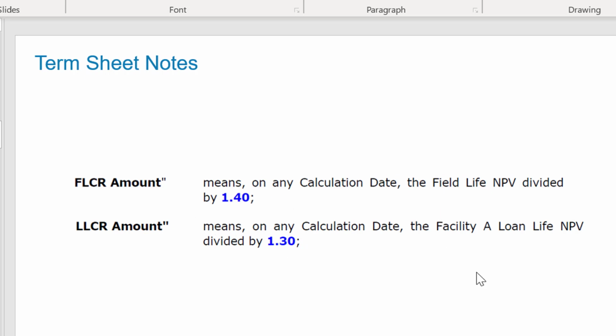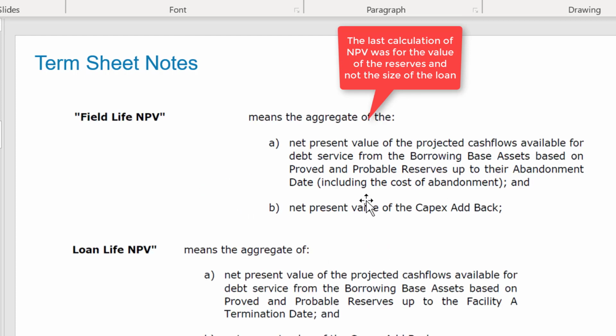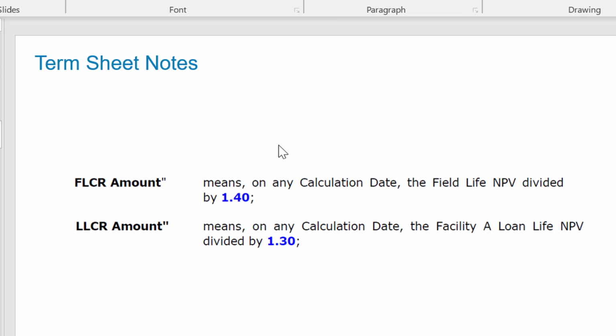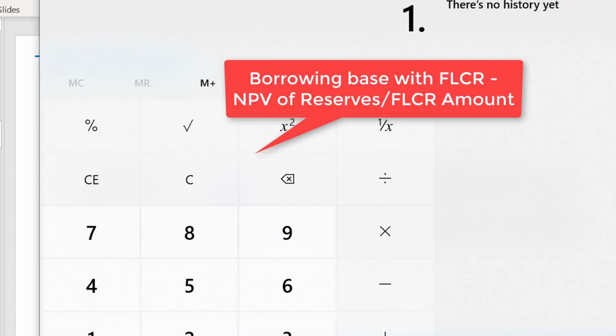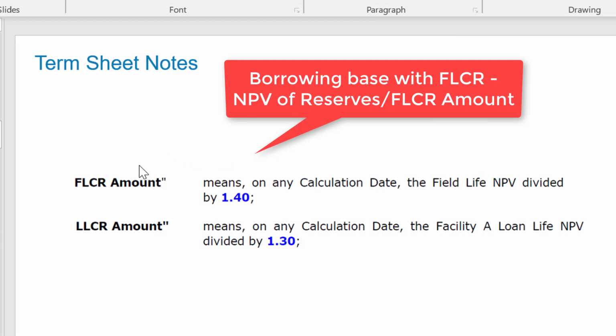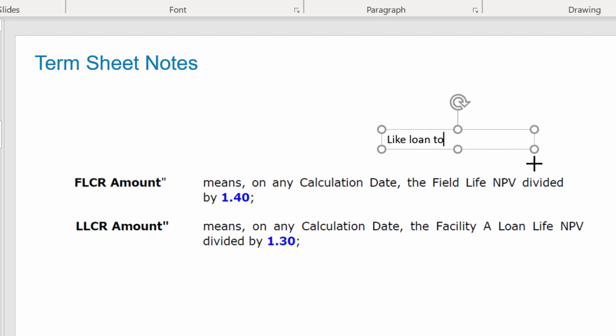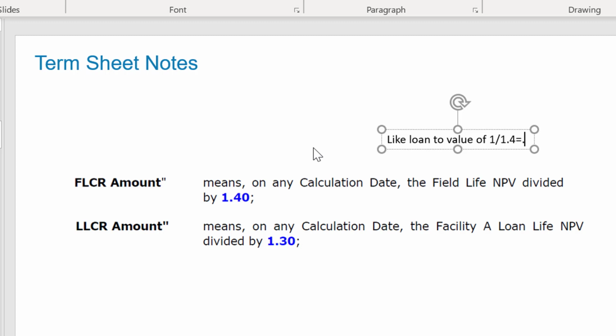And then you have the facility amount, which is the borrowing base, basically, and you have an FLCR amount, LLCR amount, and you take this NPV that you computed and divide it by something. Now, when you think about this, let's take 1 divided by 1.4, and you get 0.71. This is like a loan to value. I can't do that, shoot. I have to insert it. Stupid textbook. Okay. Like a loan to value of 1 divided by 1.4 equals what was that, 76 or something? 0.714. Can't remember anything anymore.